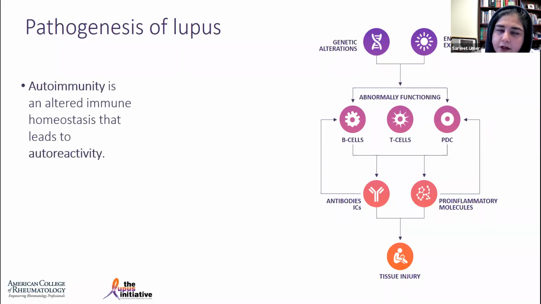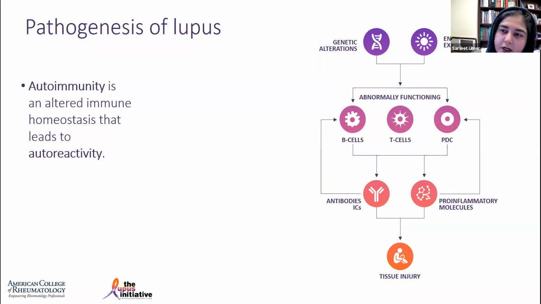I have only one slide on the pathogenesis of lupus. Of course, there are lots and lots of studies still happening trying to look at the pathogenesis of lupus, and they are beyond the scope of my talk. We're discussing more about the clinical features and the diagnosis and management of lupus. But one of the plausible mechanisms of why lupus happens is autoimmunity, altered immune homeostasis that leads to autoreactivity. We believe that there's some environmental exposure, and most of the patients we know with lupus will tell you sun can be a trigger. They are very sun sensitive, they're photosensitive patients.